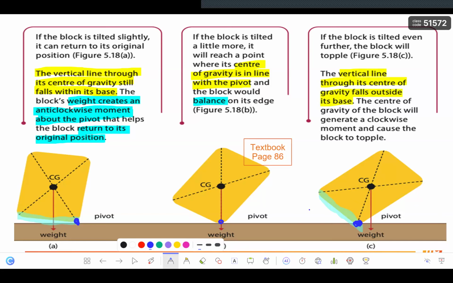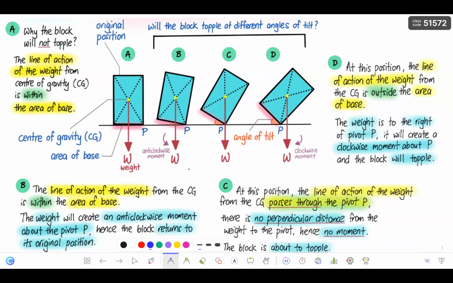Then I need to talk about my second bullet point, because now there will be a moment again, and now the moment is clockwise. So now it will create a moment that will cause the block to topple clockwise. Okay, so let's take a look at this one, which is present in your notes. It's more detailed.